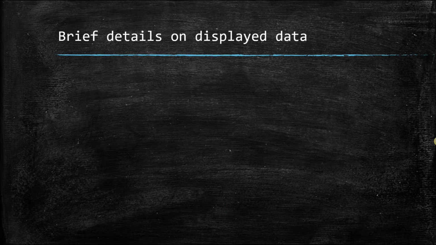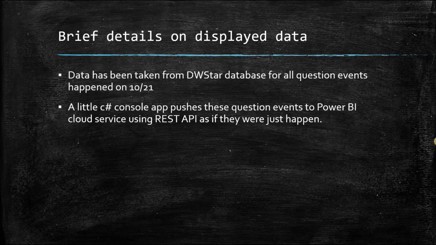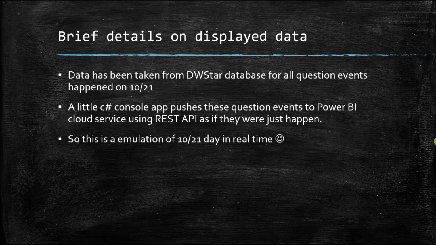Also want to cover some brief details on display data. So data has actually been taken from the DWStar database for all question events that happened on 10/21, just a regular date. A little C# console application pushes these questions into Power BI Cloud Service using REST API as if they had just happened. So we're basically emulating 10/21 in real time.